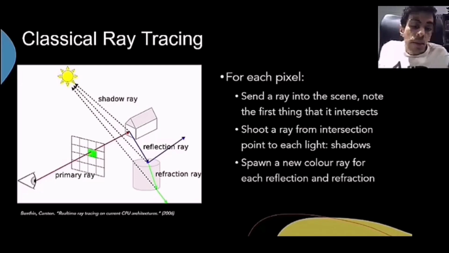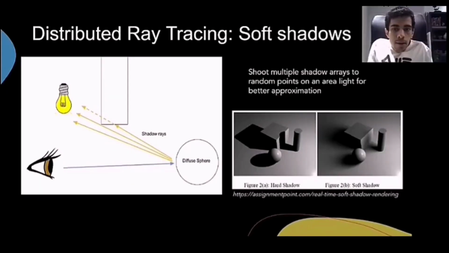So that's the basics of ray tracing, and we've essentially achieved shadows, reflections, and transparency in a much more intuitive and convenient way compared to those hacky ways which we had to do with rasterization. Now, let's look into some more advanced forms of ray tracing.